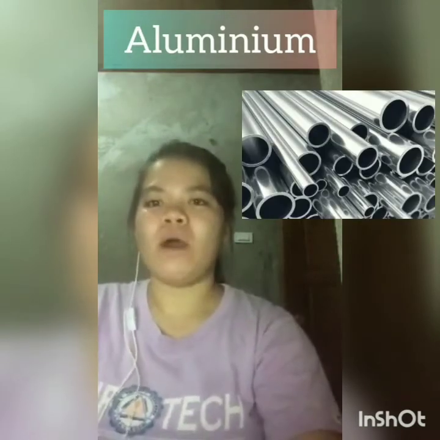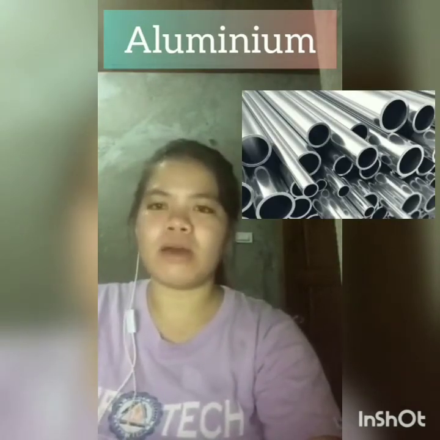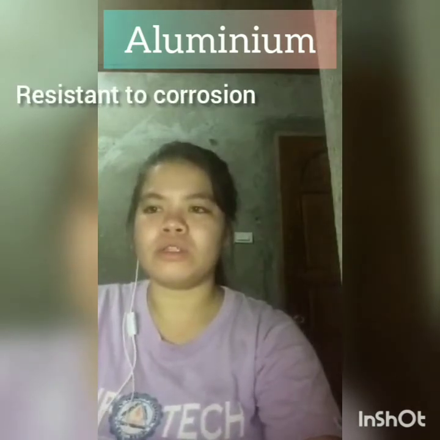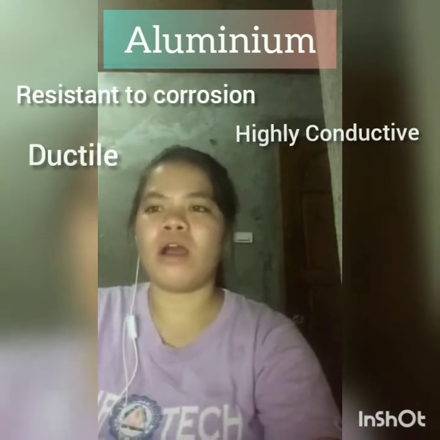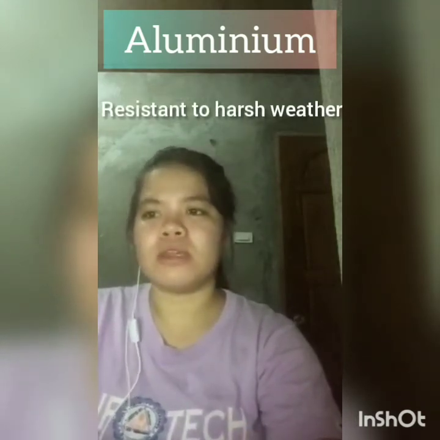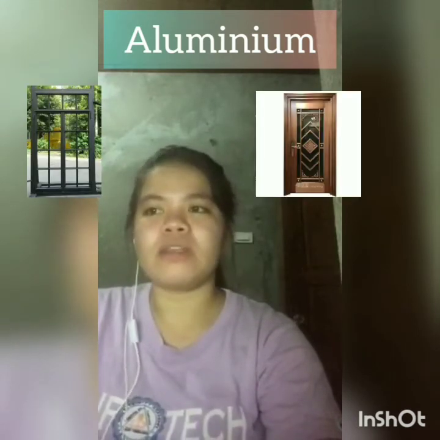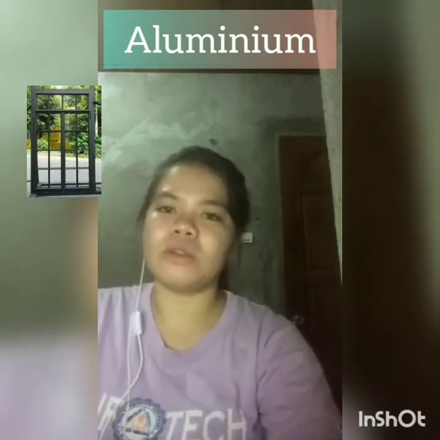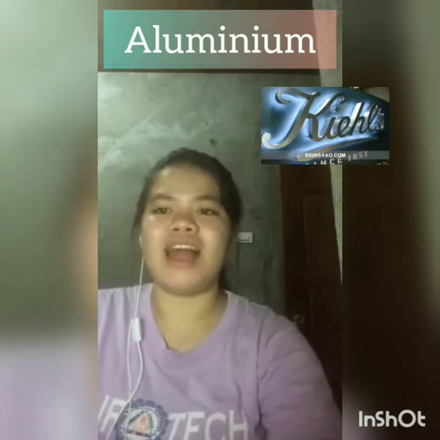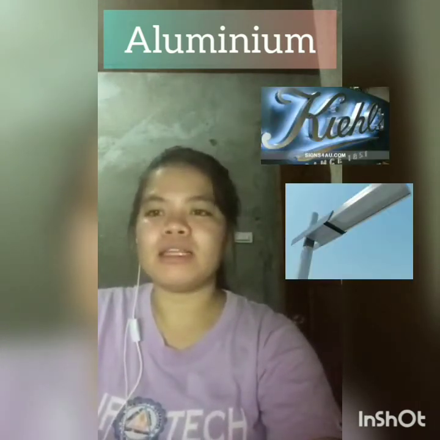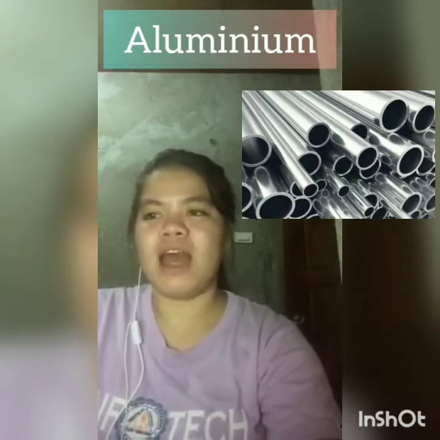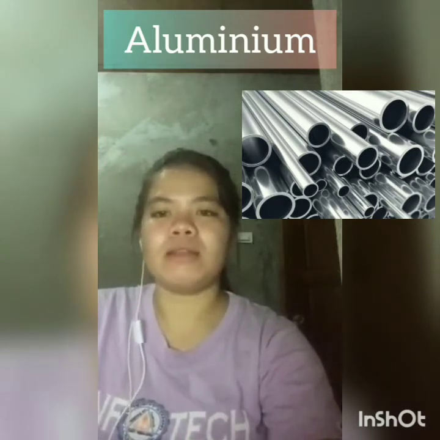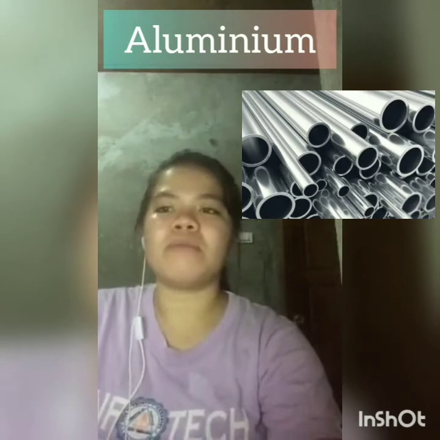So aluminum is also commonly used in the industry because it is resistant to corrosion, highly conductive, and ductile, and because it is resistant to harsh weather. The metal is used in windows, doors, and wire, as well as outdoor signage and street lights. The metal is processed into sheets, tubing, and castings, and also used to build automobiles and trucks, as well as bicycles and marine vessels.